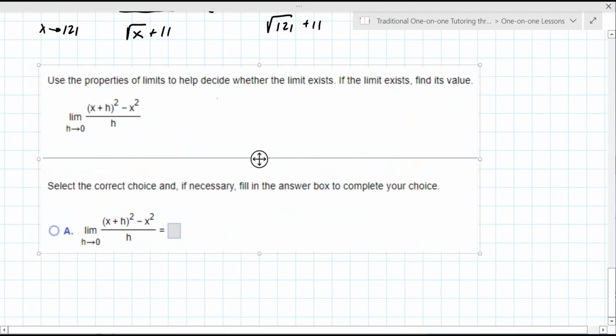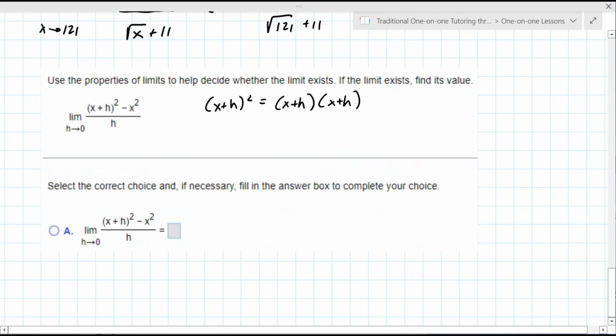So in the numerator, we're going to expand this x plus h squared. And as a reminder, since you haven't had math in a while, it's really good to write it out this way and then FOIL it again. So x times x is x squared, x times h is xh, x times h is xh, h times h is h squared. And then you're subtracting this x squared, that's your numerator, over h.